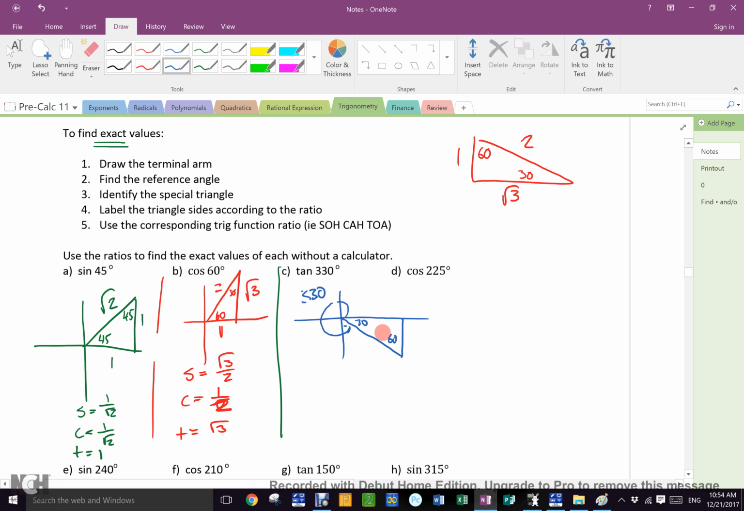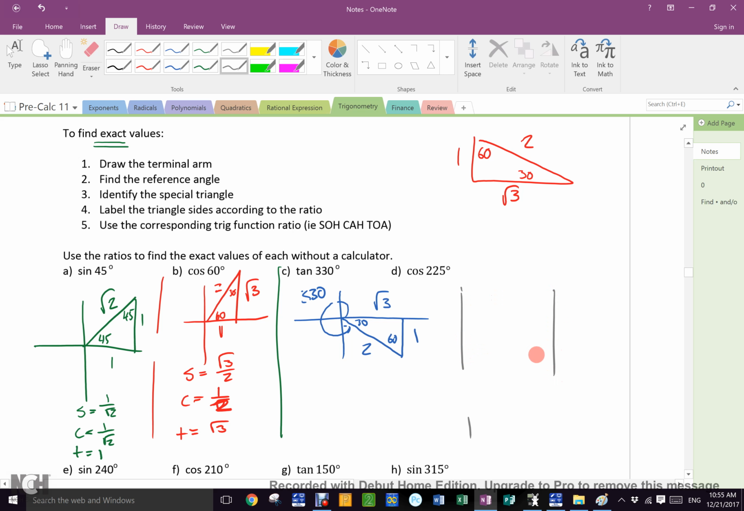So if that's 30, what's this? 60. Now I know the triangle, right? What's across from 30? 1. What's across from 60? Root 3. What's the hypotenuse? 2. And then we're good, right? Can I leave it there? Everybody can make the fractions, yeah? All right, I'm going to do D, and then you're going to do E through H.